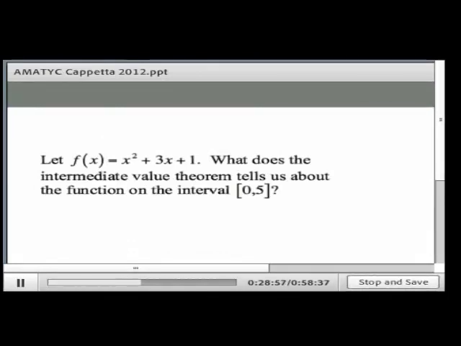Here's a more typical question. Let f of x equal x squared plus 3x plus 1. What does the intermediate value theorem tell us about the function on the interval from 0 to 5? So again, thinking about, do they know what the IVT is? Can they use it in context rather than just stating what it was or asking a somewhat more trivial question?